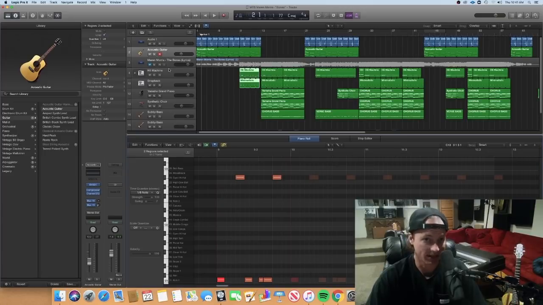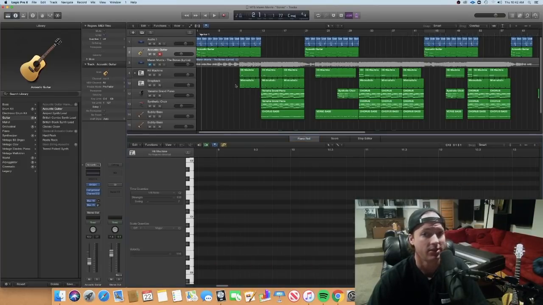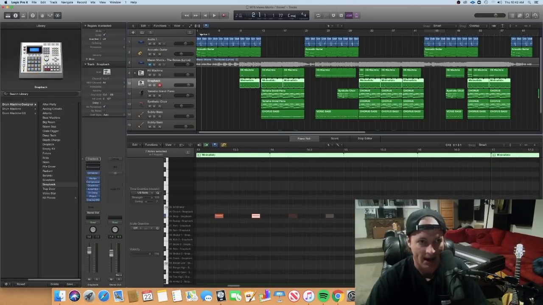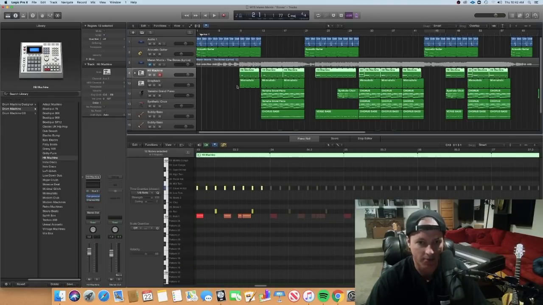The drum machines I'm using are default Logic instruments. Again, this isn't about making the sounds as perfect as the record, because that would be somewhat of a waste of time since we don't own the rights to this. But essentially, I am using Snapback, which is a built-in default drum machine, and hit machine for my kick drums. I'm also doubling up with a rim shot.